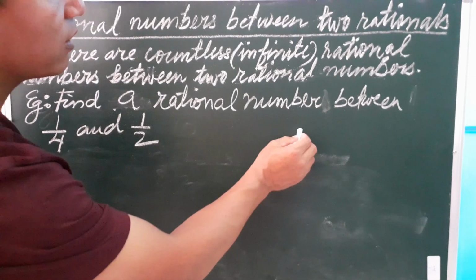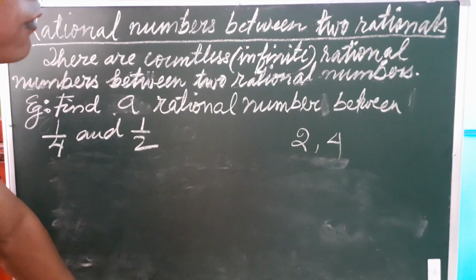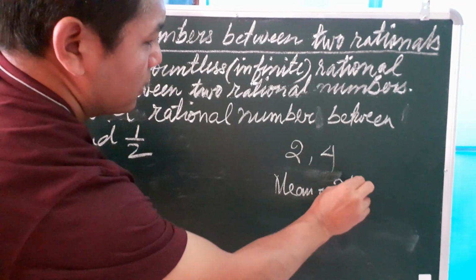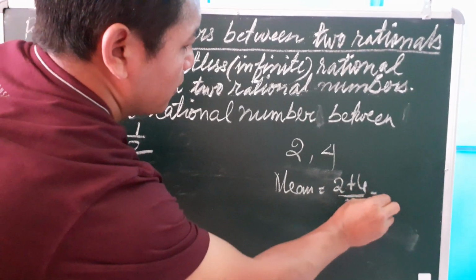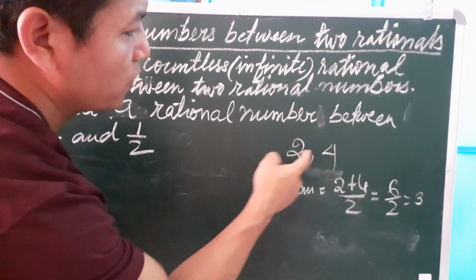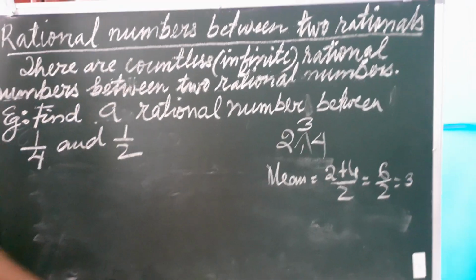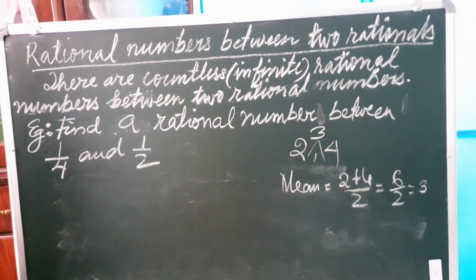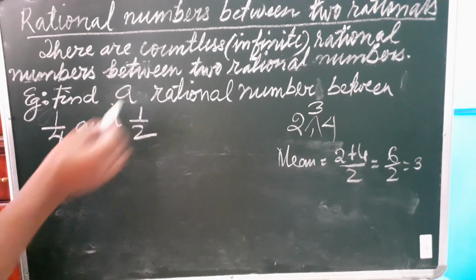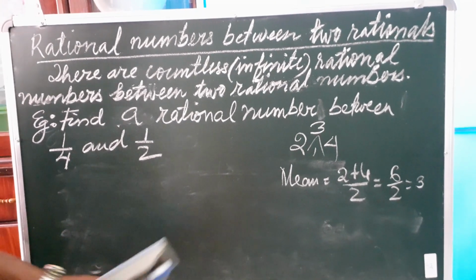For example, find the mean of 2 and 4. What is the midway between 2 and 4? To find the mean, you add the two numbers and divide by 2. 6 by 2, you get 3. So the mean of 2 and 4 is 3. 3 is the midway between 2 and 4. This is called mean. In the same way, to find one rational number between 1 by 4 and 1 by 2, you can apply mean.